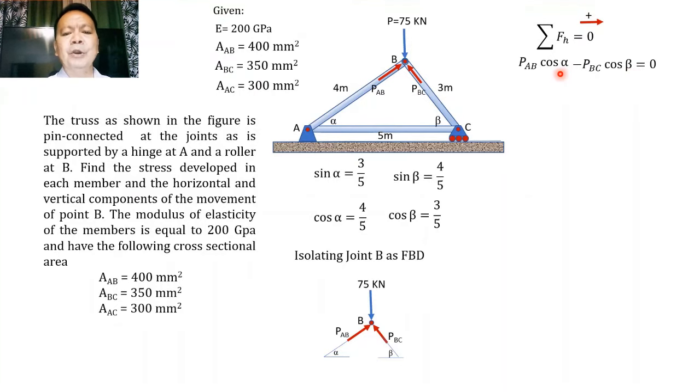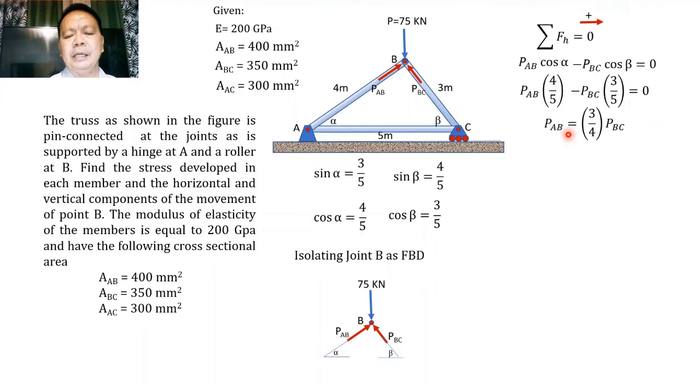So if you are going to substitute cosine of angle alpha, which is already taken as 4/5, and cosine of angle beta, which is equal to 3/5, in this equation, therefore our equation becomes P of AB multiplied by 4/5 minus P of BC multiplied by 3/5 is equal to 0. Hence, we can say that P of AB will be equal to 3/4 P of BC. And let us call this equation our equation 1.